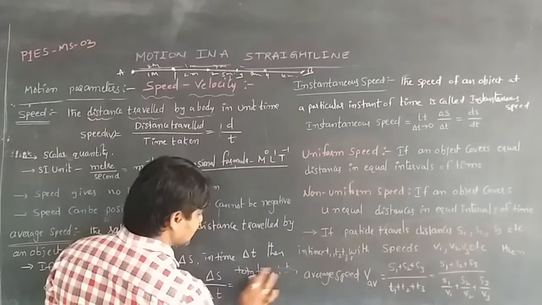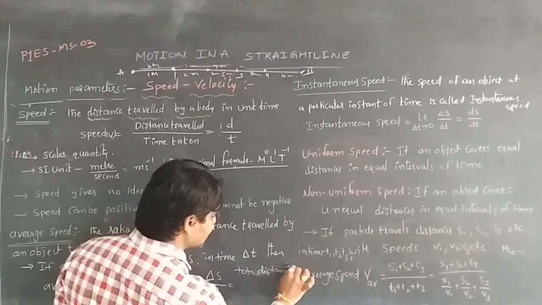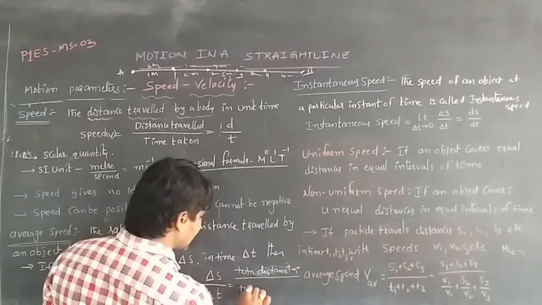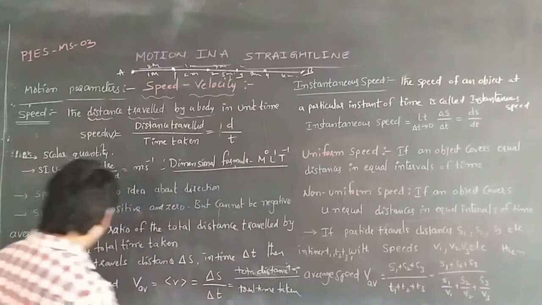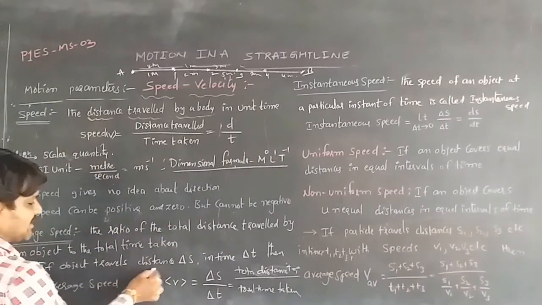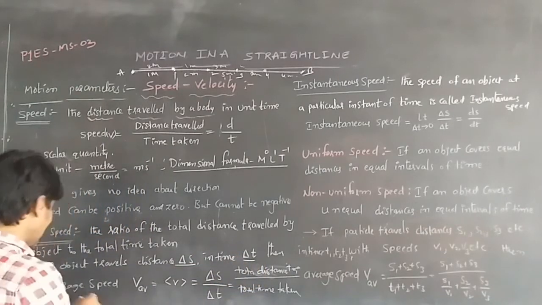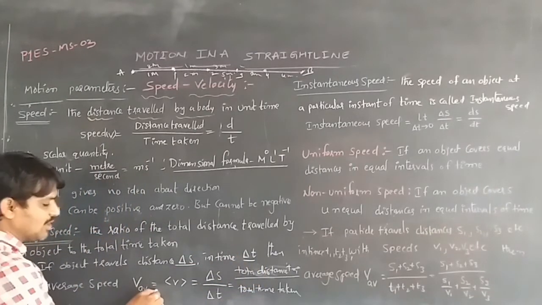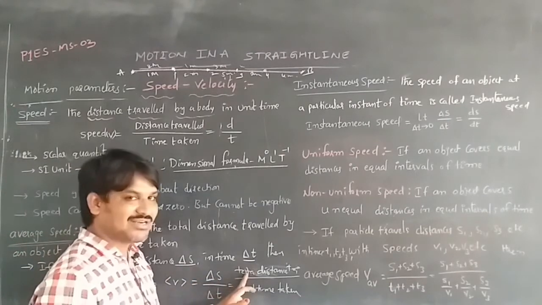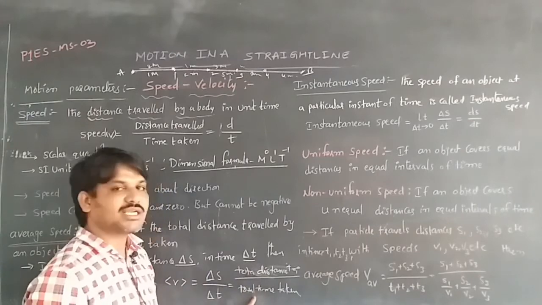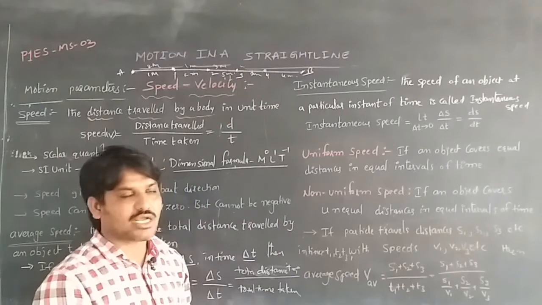So we can write that the average speed is the total distance traveled by the total time taken. If an object travels a distance of delta S in time delta t, then the average speed V average is equal to delta S by delta t. That means total distance traveled by an object by total time taken to travel from A to B.